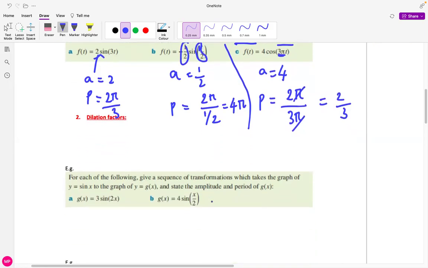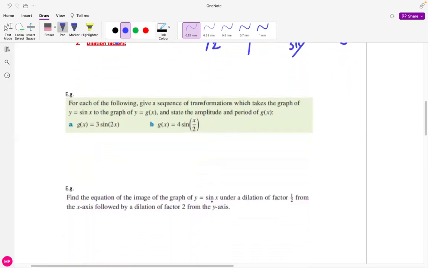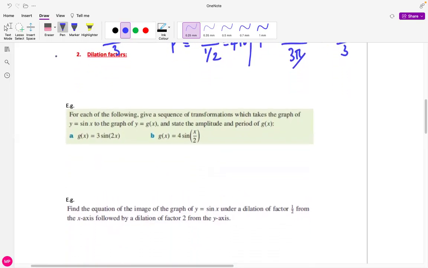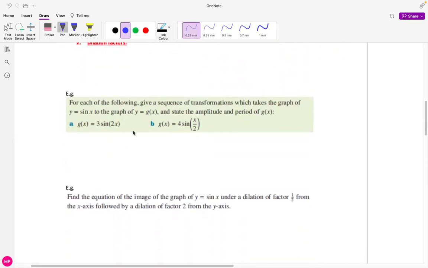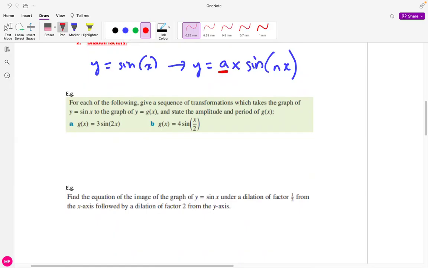All right. Now, we're going to consider the dilation factors. As we said earlier, let's say the original equation is y equals psi of x, right? And we want to transform it into y equals a, the amplitude, times psi of nx. So what the transformation is: the a here is affecting the y value.